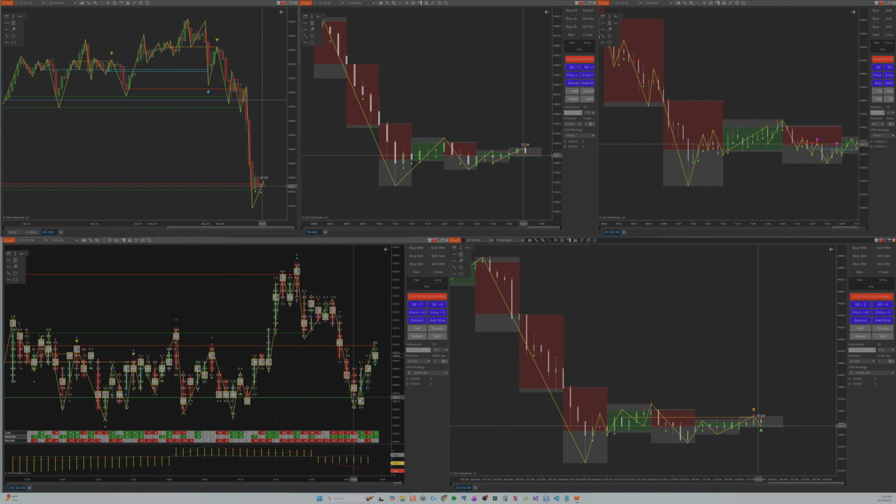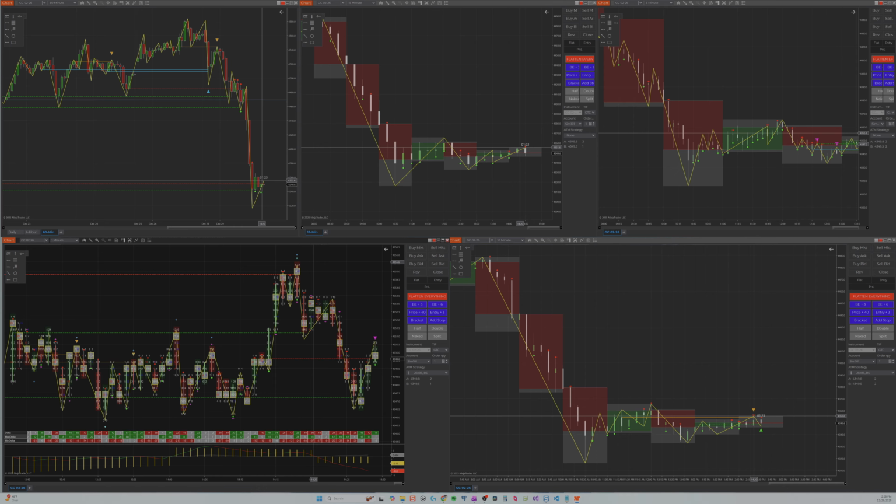Could have taken it for a little over 30 ticks. Got into it late expecting a pullback. That's fine. Again, what I was looking for was negative delta, but price actually moving in that negative delta.